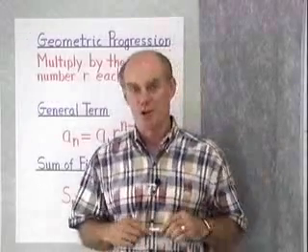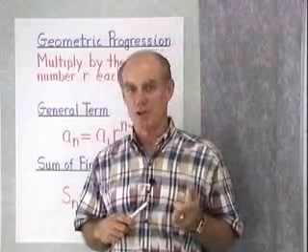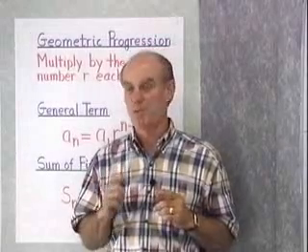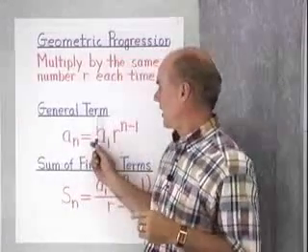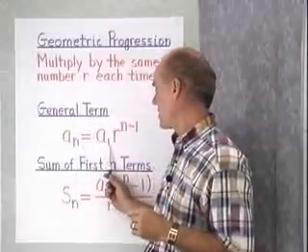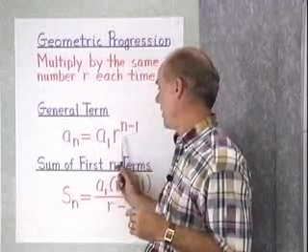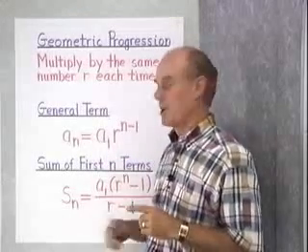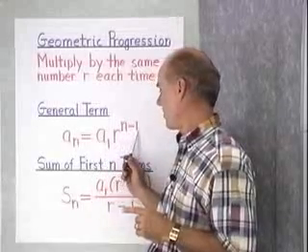In this section, we want to look at geometric sequences, and recall that a geometric sequence is one in which each term comes from the previous term by multiplying by the same amount each time. Now, the general term for a geometric sequence is a sub n equals a sub 1 r to the n minus 1. R, remember, is called the common ratio. A sub 1 is the first term. So it's the first term times r to the n minus 1.